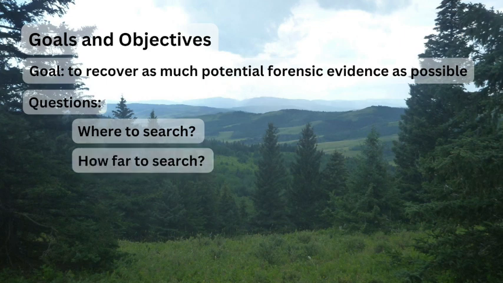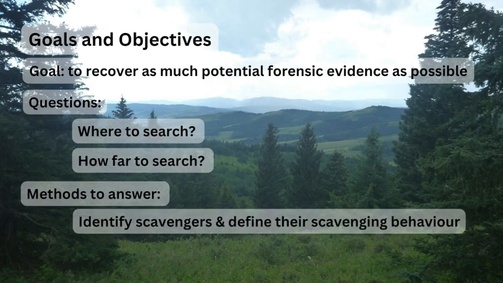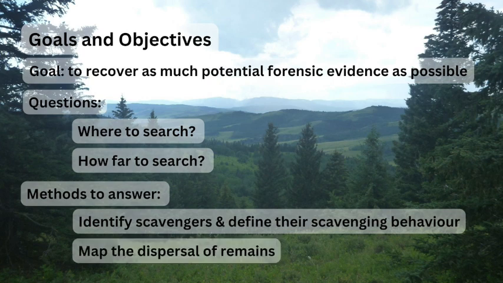To help answer these questions, Sherry wants to identify the scavengers and their scavenger behavior to figure out who may have influenced the movement of this evidence, and then also to map the dispersal of the evidence so we know where it went. By identifying the scavengers and their scavenger behavior and mapping the dispersal of the evidence, we hope to see patterns and be able to answer the two questions of where and how far to search for the remains so that we can answer this for law enforcement.